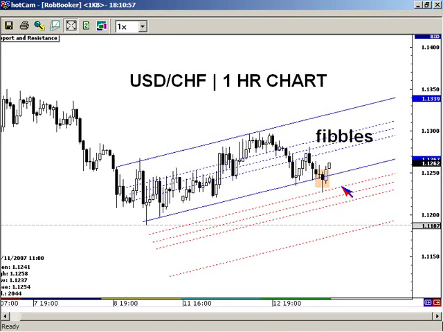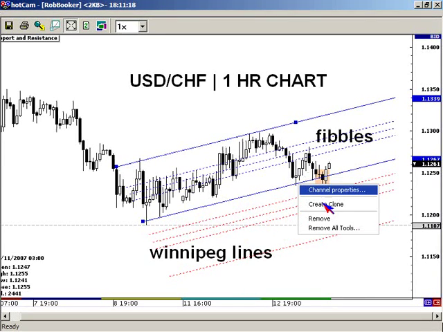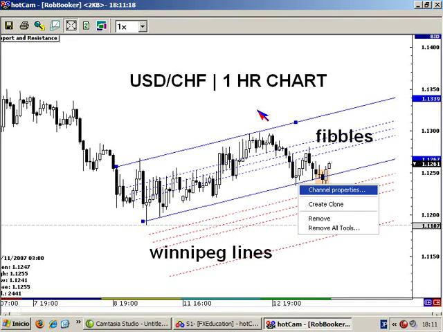Usually, our profit targets would come at these red dashed lines below the channel. What are those called? Those, my friends, are called Winnipeg lines. These Winnipeg lines are named after Winnipeg, Canada. Quebec City. Which is a city. Yeah. They are fib extensions of the outside of the channel.